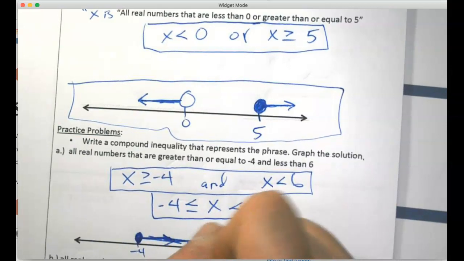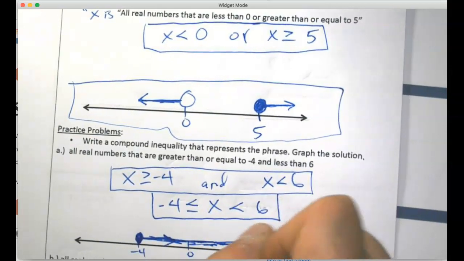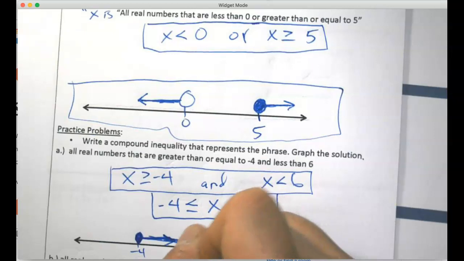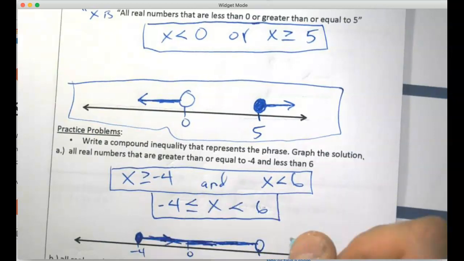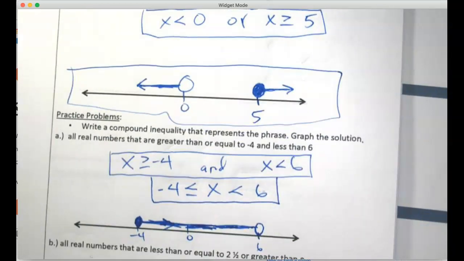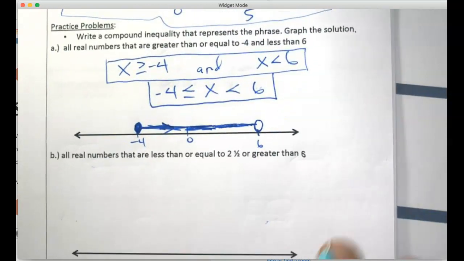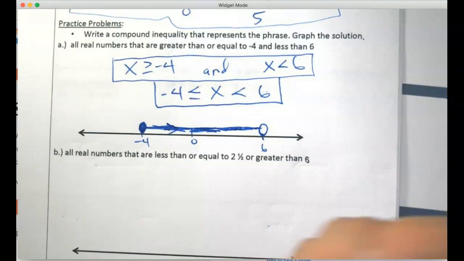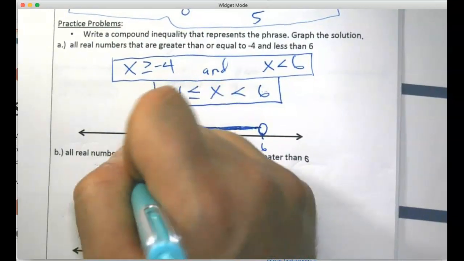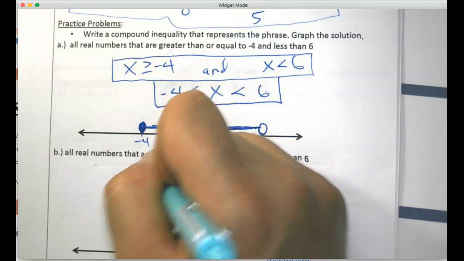So this makes sense, right? X has to be, or my unknown value has to be somewhere between -4 and 6. So that's what's graphed here. And next I have one more of the same kind of problem. X can be less than or equal to 2.5.